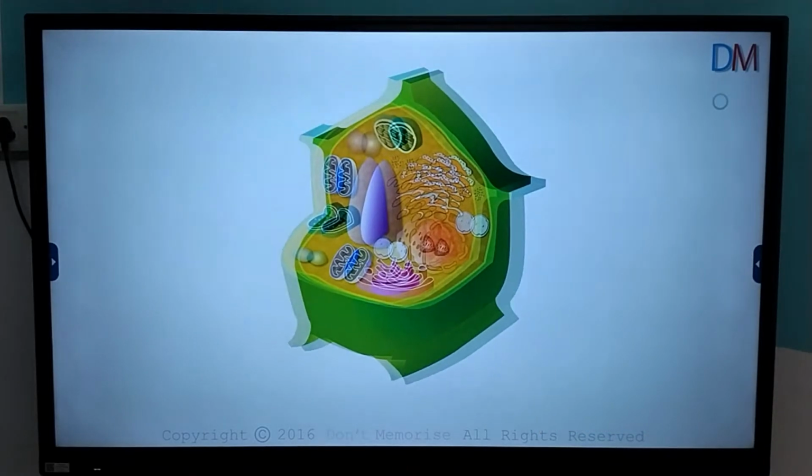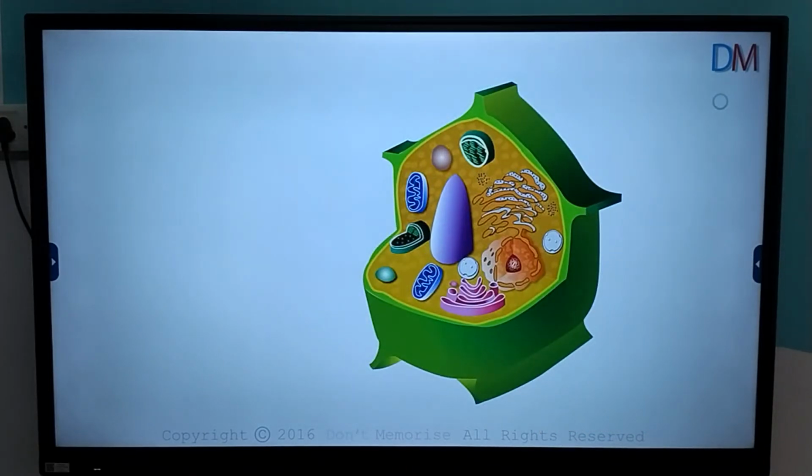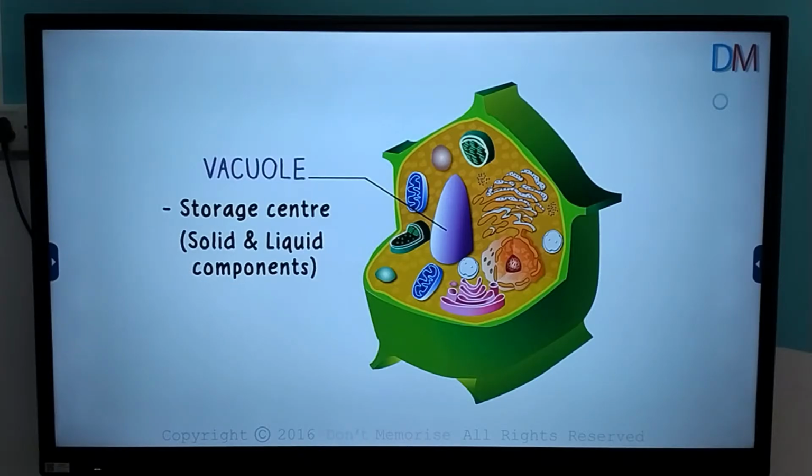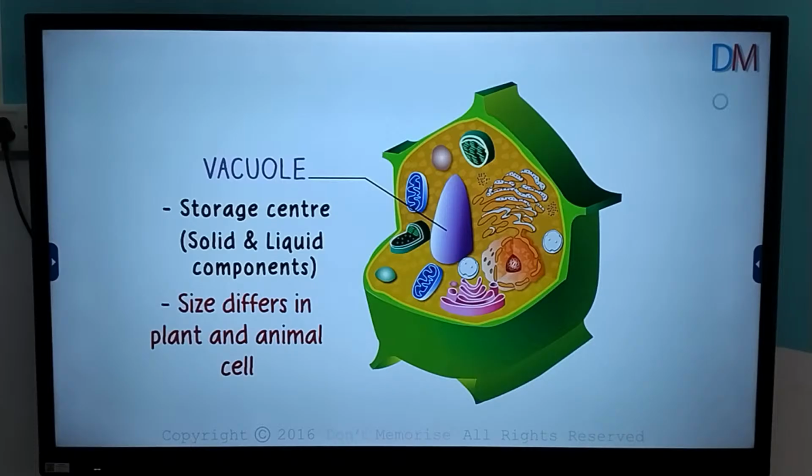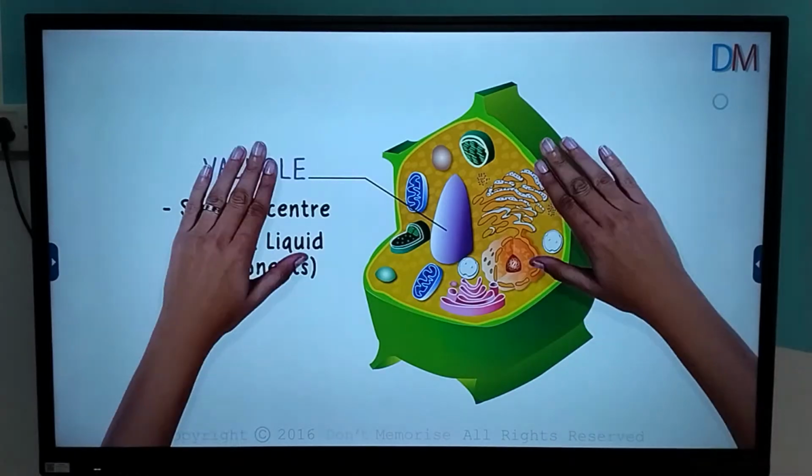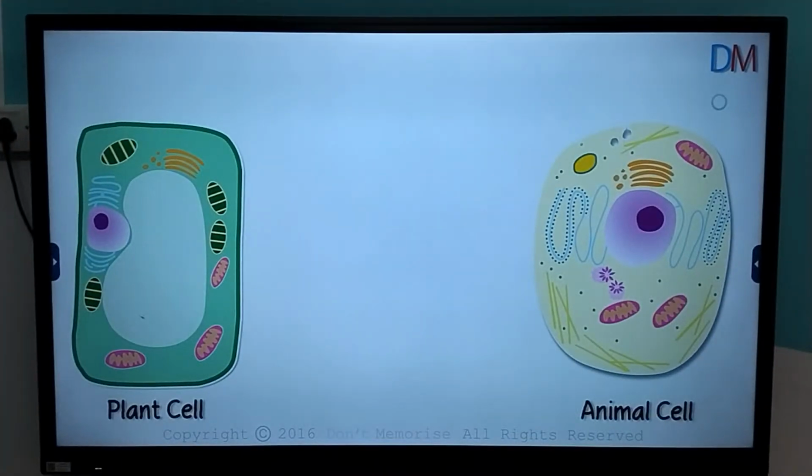Another important organelle present in both the plant and animal cell is the vacuole. What are vacuoles for in a cell? Vacuoles act as storage centers for the cell. They are storage sacs for the solid and liquid components of the cell. However, their size differs in the plant and the animal cell. Do you recollect the difference between the two?